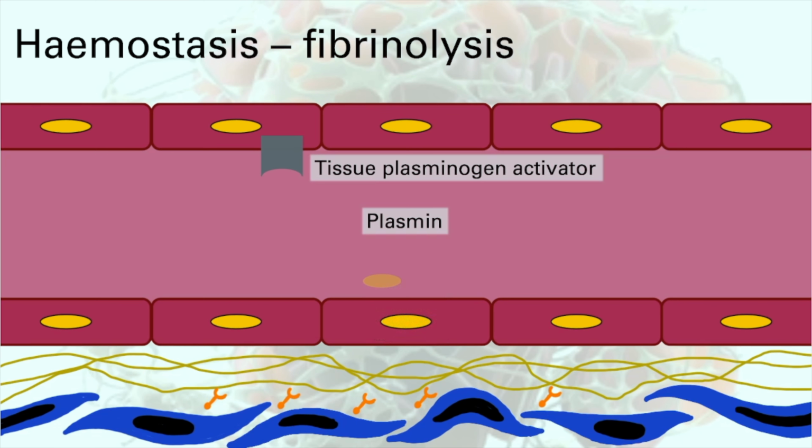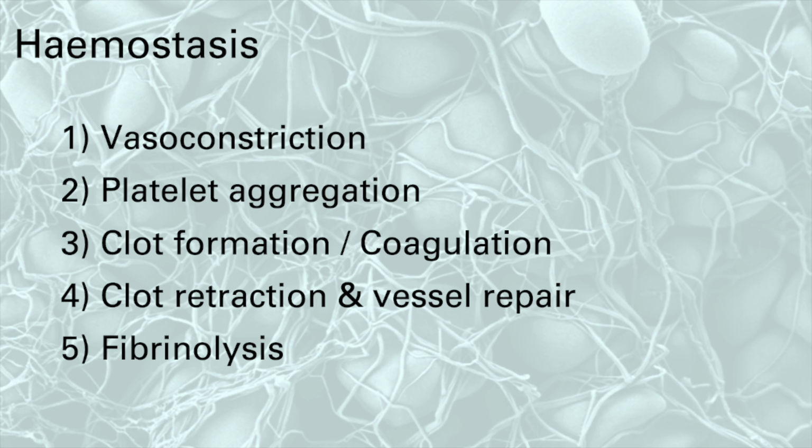This tissue plasminogen activator can be used therapeutically in stroke patients to help break apart clots that might be blocking blood vessels in the brain. And the activation of plasmin can also be driven by kallikrein, which is a serine protease enzyme. So that covers the 5 stages of haemostasis.